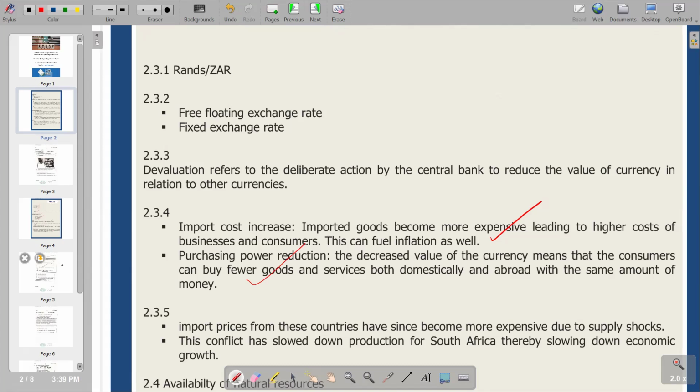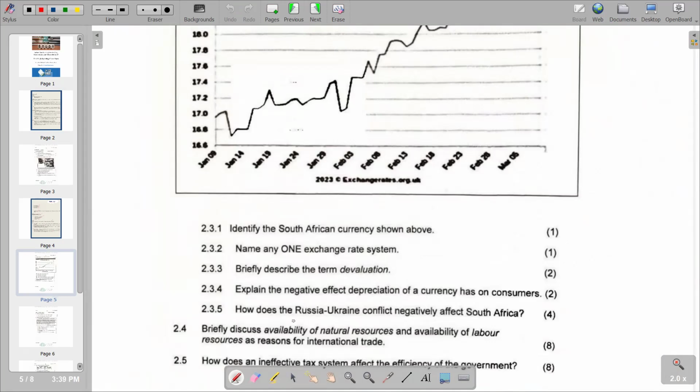So moving on to the next part, which is 2.3.5. How does the Russia-Ukraine conflict negatively affect South Africa? Obviously, as stated, it negatively affected South Africa. In the case of those companies or businesses that are importing from Ukraine, there is a contraction in production in Ukraine due to the war. So supply is going to be reduced, which means we are going to have less supply in South Africa for those companies that are producing using raw materials from Ukraine.